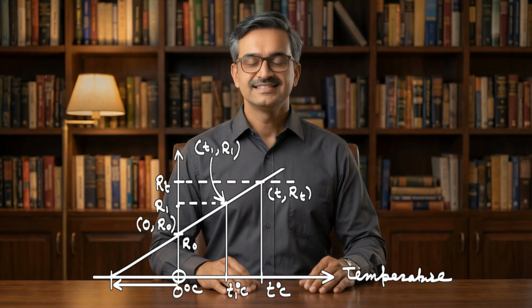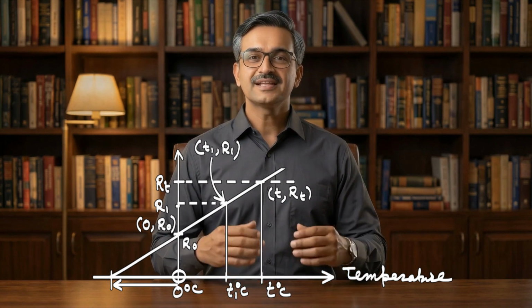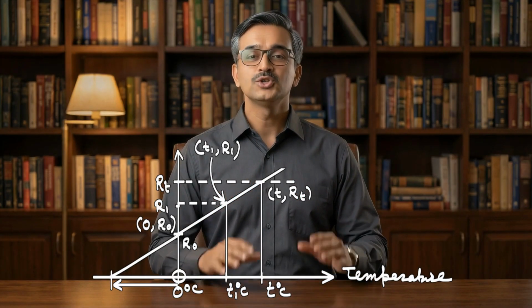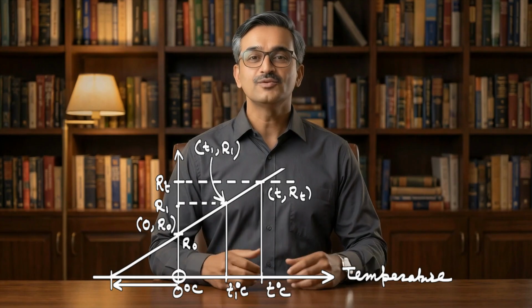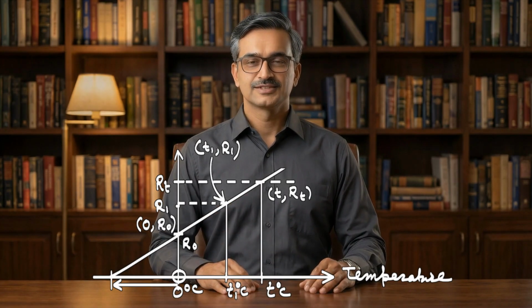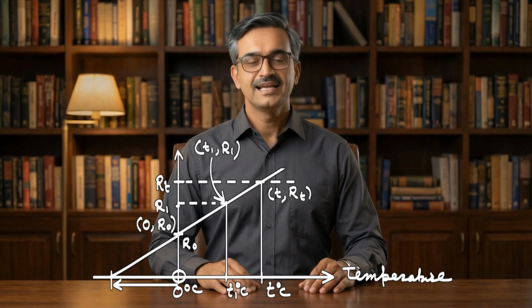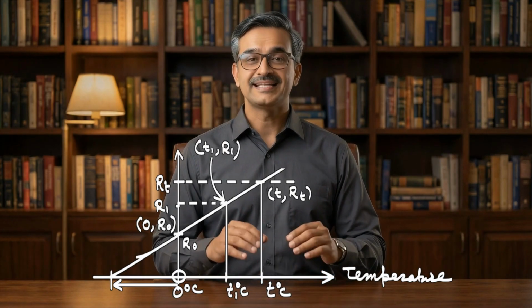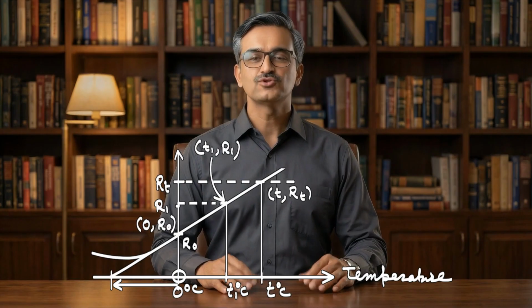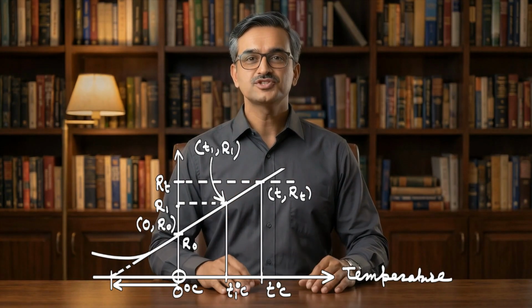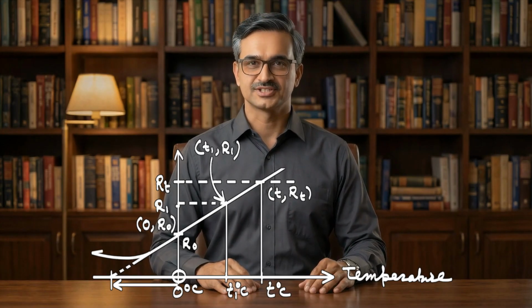But in practice, this does not happen. After a certain lower range of temperature, the resistance of the conductor no longer decreases linearly with decreasing temperature. So, the straight line will no longer remain valid. Instead, it will deviate and become inclined differently with respect to the horizontal axis, and it will not actually meet the temperature axis in a practical situation.